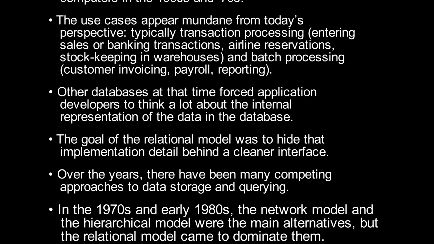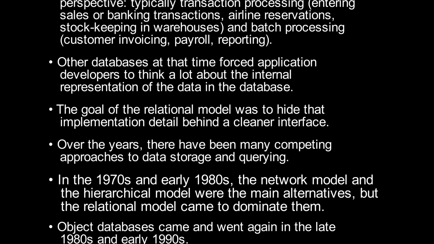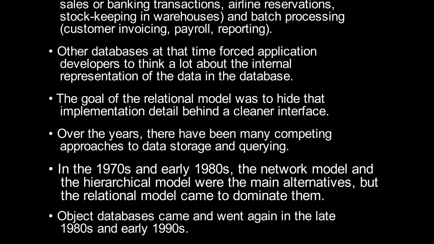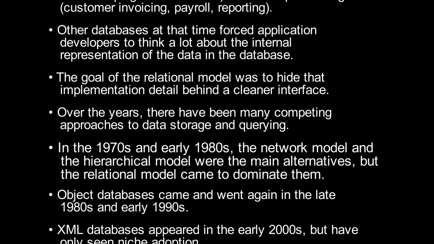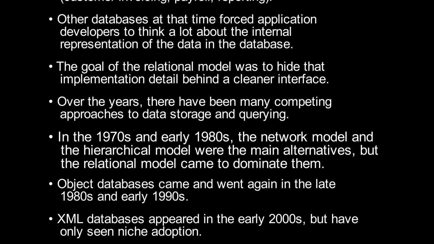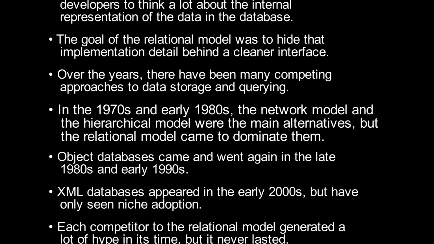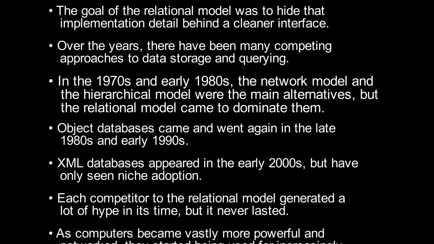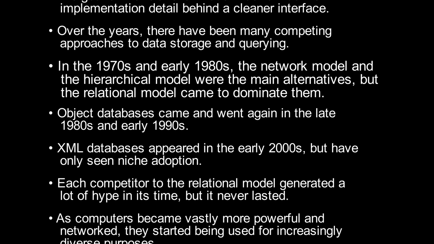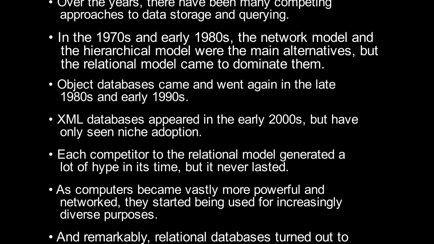Over the years, there have been many competing approaches to data storage and querying. In the 1970s and early 1980s, the network model and the hierarchical model were the main alternatives, but the relational model came to dominate them. Object databases came and went again in the late 1980s and early 1990s. XML databases appeared in the early 2000s, but have only seen niche adoption. Each competitor to the relational model generated a lot of hype in its time, but it never lasted.